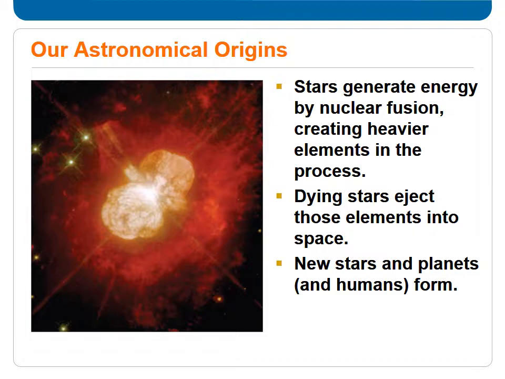Stars generate energy by nuclear fusion, creating heavier elements in the process. So the early universe, right after the Big Bang, only had hydrogen and helium and a few of the lighter elements, very, very few. Stars use nuclear fusion to create the heavier elements. Dying stars eject those elements into space, and then new stars and planets and humans form from those. We are star stuff. There was a star here before our sun that had a supernova event to create the heaviest elements in our Earth, and we are a second-generation solar system.